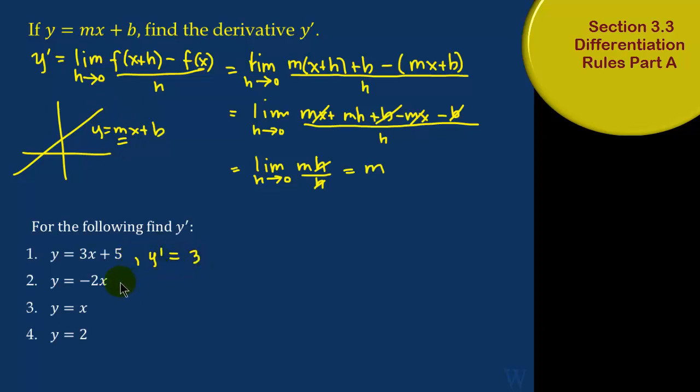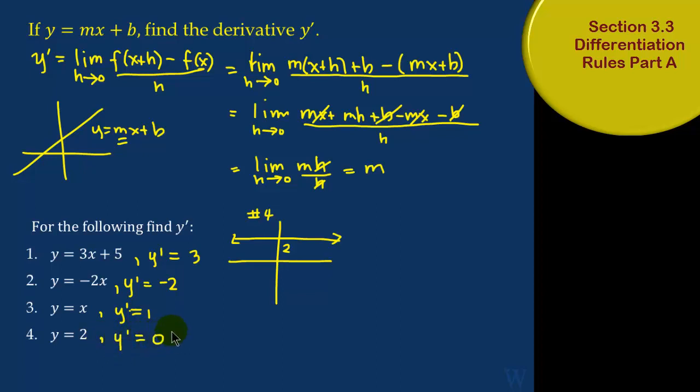So for all the following, we can just get y prime here to be equal to 3. For the second one, y prime will be negative 2. And here's just a diagonal line, so y prime would be 1. Now what about number 4? In number 4, we have a horizontal line passing through 2, and the slope of this line is 0. So that means y prime is equal to 0.